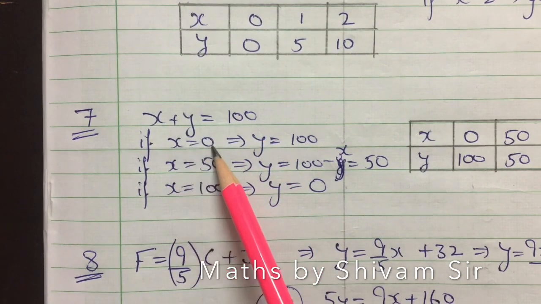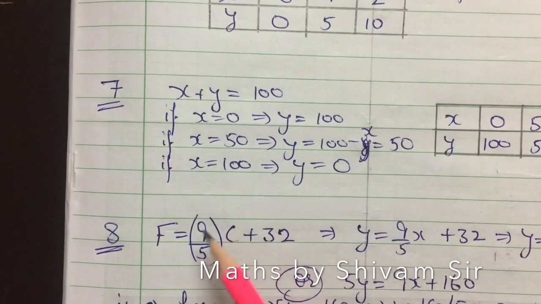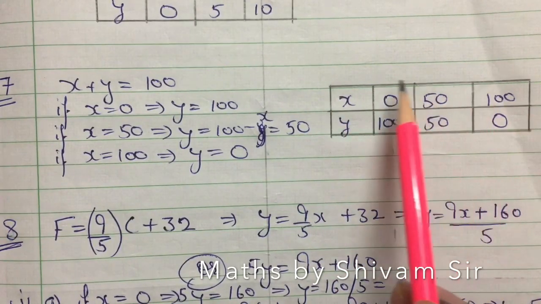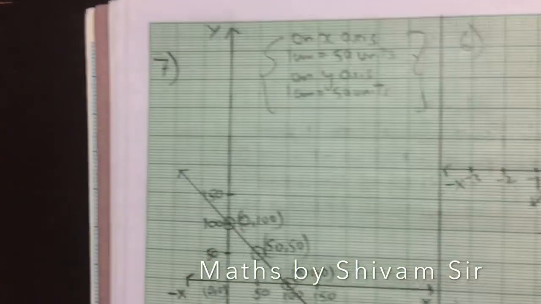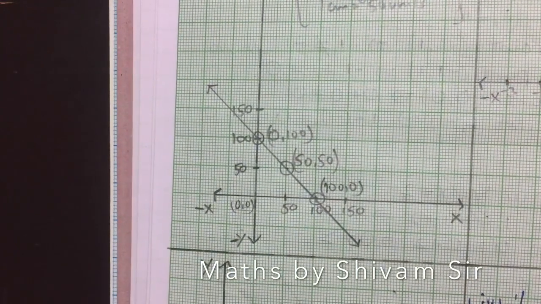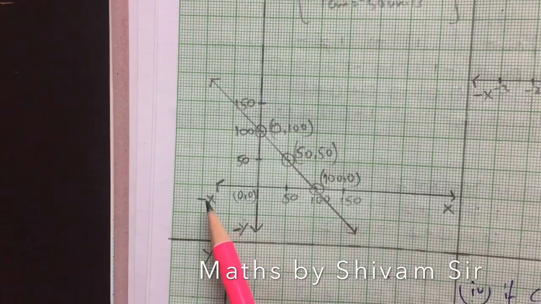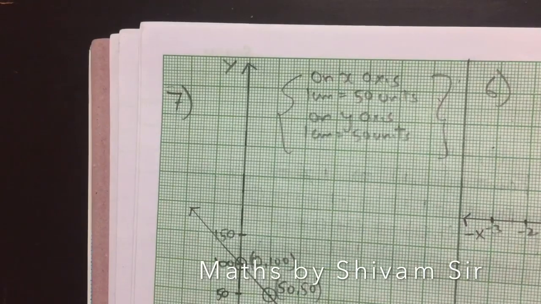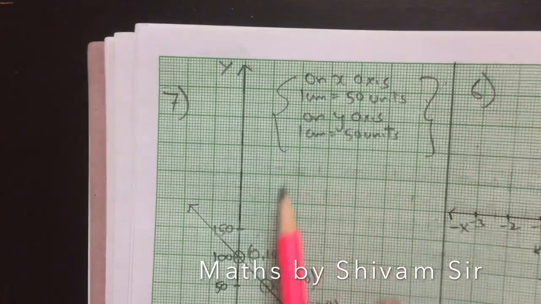Put x is equal to 0, so y will be 100. If x is 50, y is 50. If x is 100, y is 0. Write down this information in the form of a table and represent it graphically. I have drawn the graph of it. Firstly, draw the coordinate axes, x-axis, minus x-axis, y-axis, minus y-axis. Then scale. On the x-axis we have taken 1 centimeter is equal to 50 units, and on the y-axis also 1 centimeter is equal to 50 units.